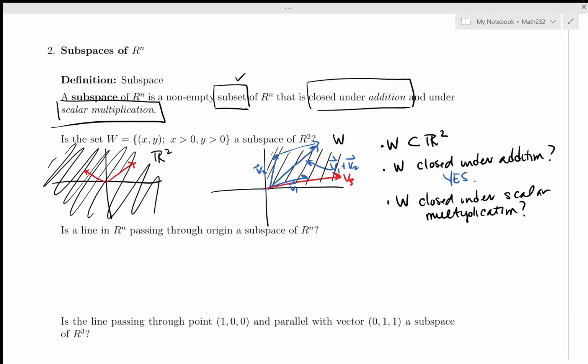And then I can see that if I take, for example, k equal to -1, and then I take the product k times V3, I get minus V3. Okay, so then that vector is here. There. That vector is there, and that is no longer in W. So by multiplying my vector V3 by -1, I've escaped out of W. So it's not closed under scalar multiplication. Therefore, it is not a subspace. So the answer to this question is no.